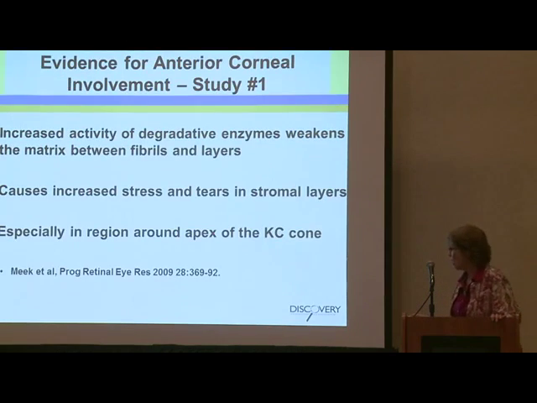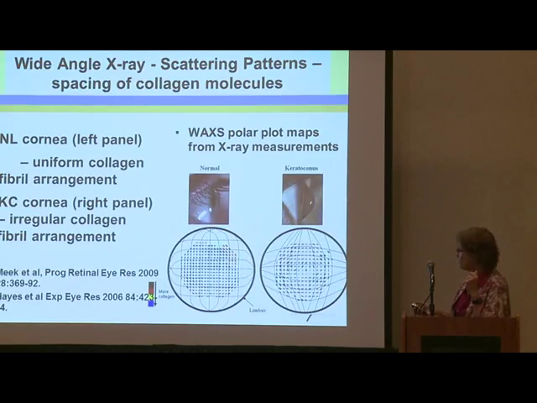The first study was published in 2009 by Keith Meek, who's in England, and he had noticed that yes, you have the increased degradative enzymes, and it weakens the matrix, and this causes stress and tears in the stromal layers, especially around the apex and the base of the cone. So what they did is they used this very special instrument, this wide-angle X-ray instrument that measures scattering patterns of the fibrils. And so they can actually look at how the collagen is spaced.